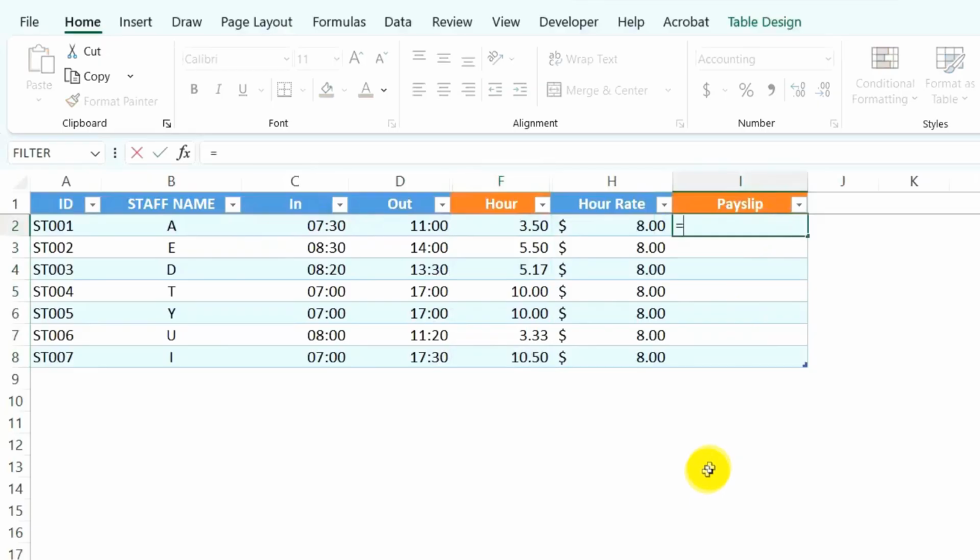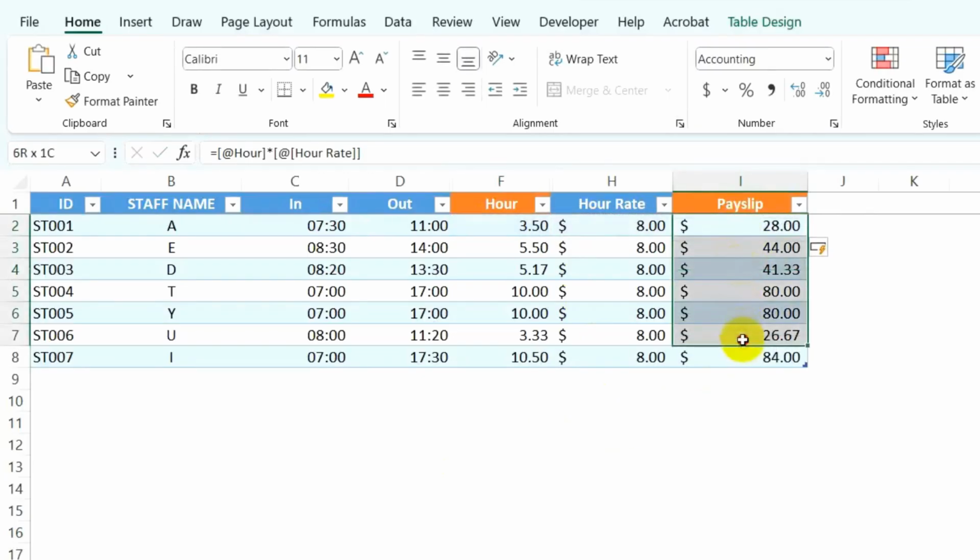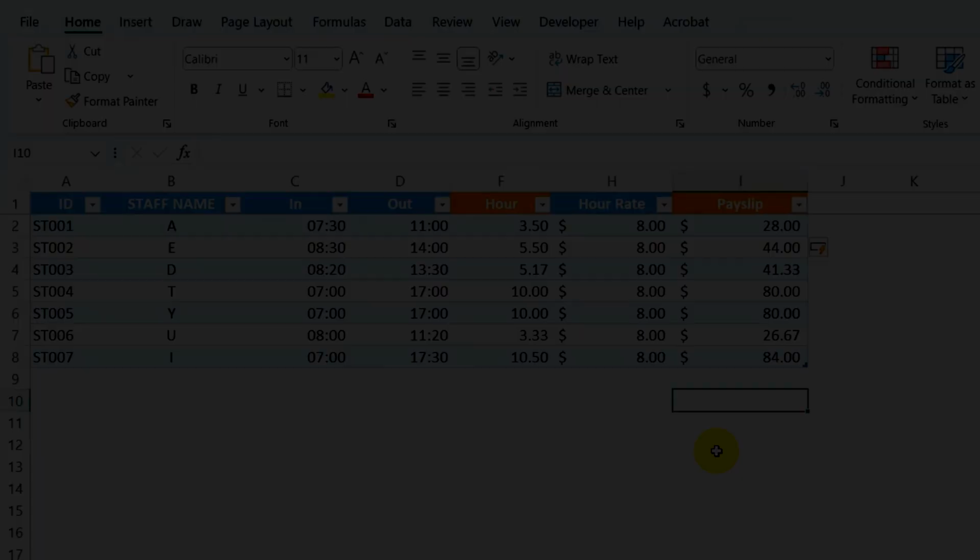Next, total the payslip. Press equals and click hour and multiply with hour rate and press enter. Okay, here is the outcome of the total payslip of staff. Now the first point is done.